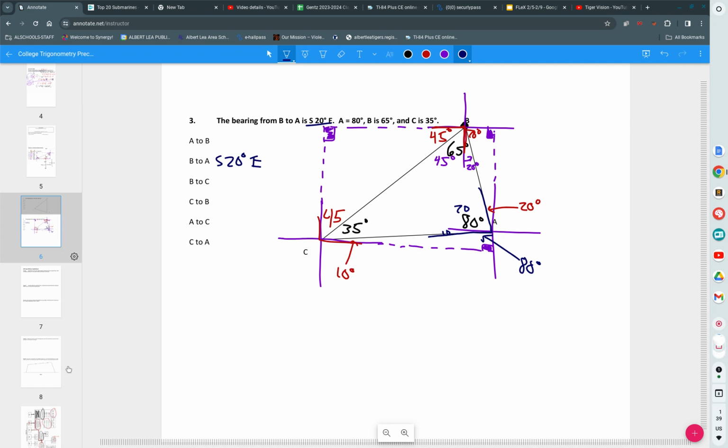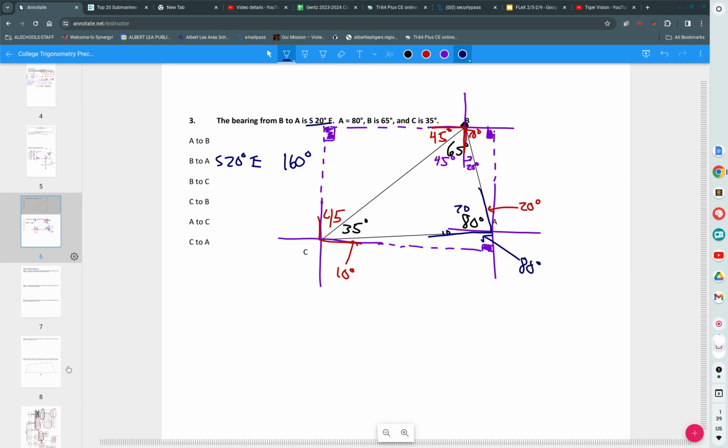Somewhere between 0 and 360. 180, right? So from 180, do we go 20 past or 20 back? Back. 20 back, so it'll be 160. So south 20 degrees east is the directional bearing, and 160 degrees is the numerical bearing.